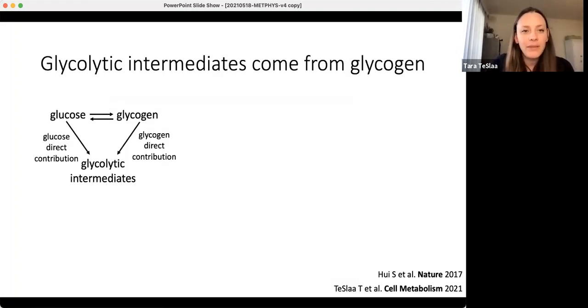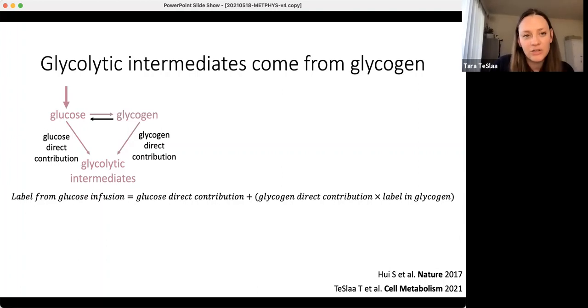So we used some math that was actually developed by Tony Hui, who was a postdoc in our lab and is now faculty at Harvard. And he thought about a problem that has been known in the tracing world as a secondary tracer problem. And so when you infuse glucose and measure its labeling in glycolytic intermediates, the labeling that you observe will be a sum of the direct contribution from glucose and the indirect contribution from glycogen, because glucose will label glycogen, and then glycogen can be broken down to make glycolytic intermediates.